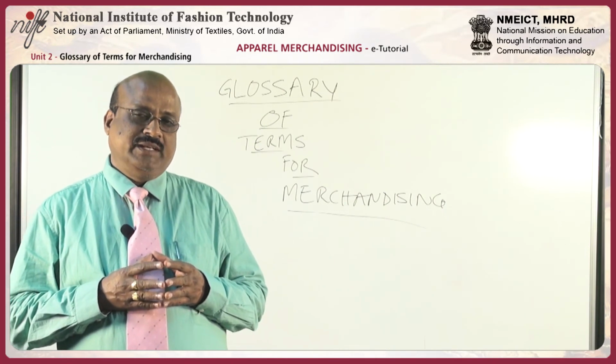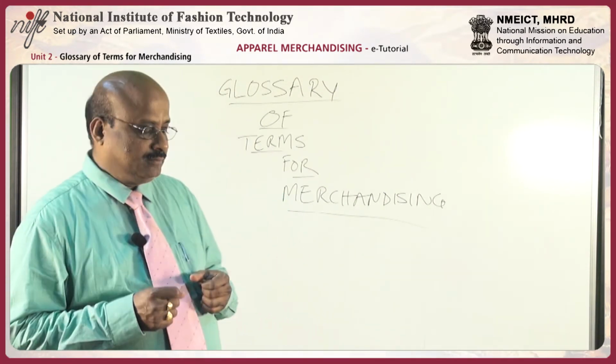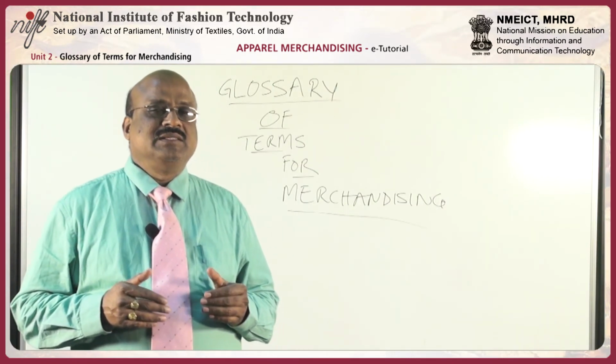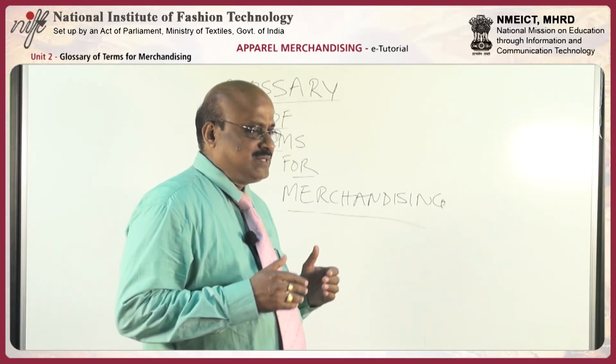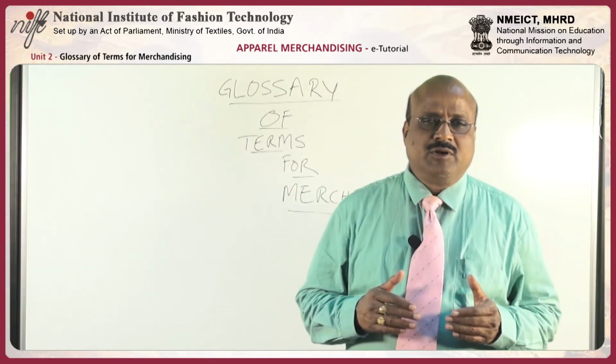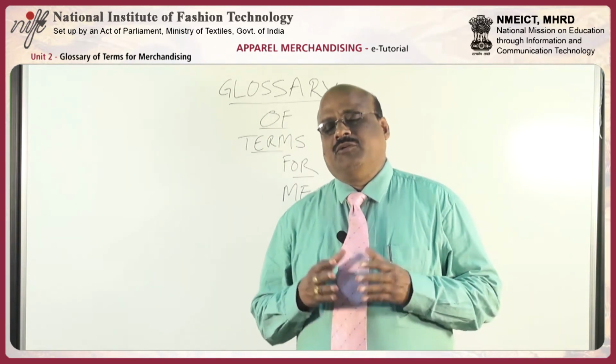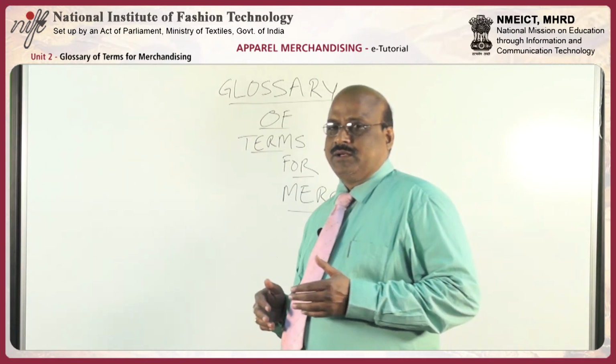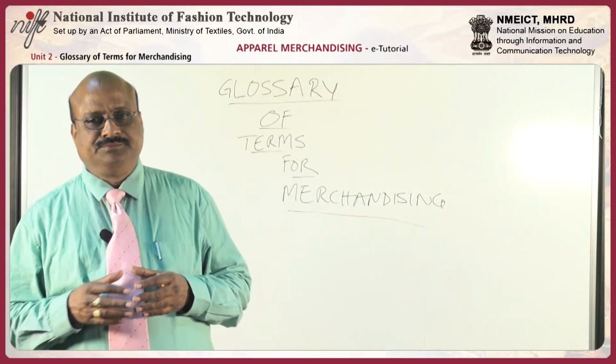Seasonal merchandise. The next term is seasonal merchandise. Seasonal merchandise is merchandise purchased to meet the demands of a specific season. For example, extreme instances can be purchases for summer and winter clothing and outdoor furniture. Seasonal merchandise is specific to a particular season, and it may not be useful for the other seasons, like warm wear woolens for winter. So, they are highly seasonal and may not be suitable for other seasons.